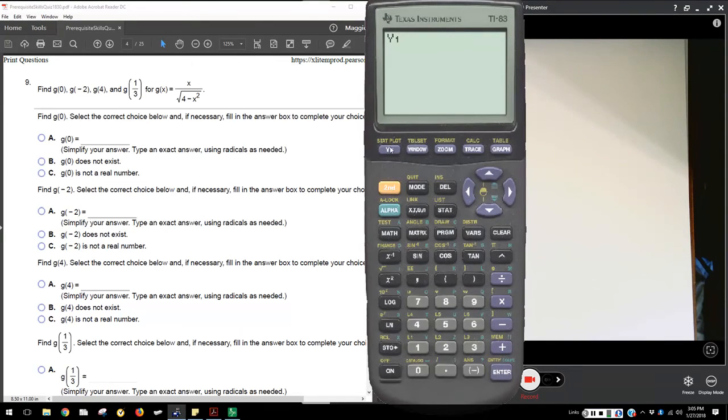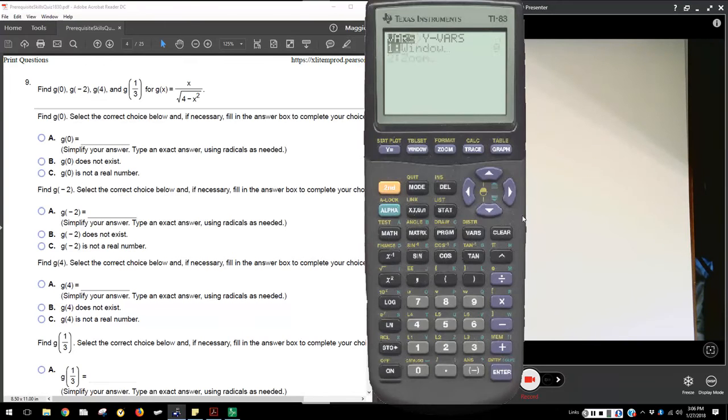So remembering that y1 has our expression in it, all we need to do then is in parentheses after y1, which looks very much like function notation, first of all we're going to enter in a 0. And of course, if you plug in 0 for x in both of those, you've got 0 divided by the square root of 4 minus 0 squared. Well, 0 divided by the square root of 4 is 0. So the correct answer there would be A.